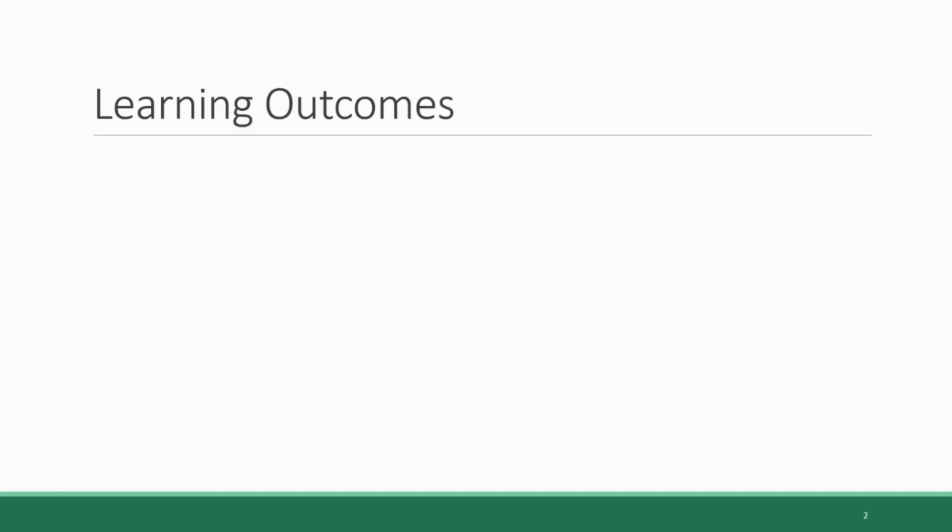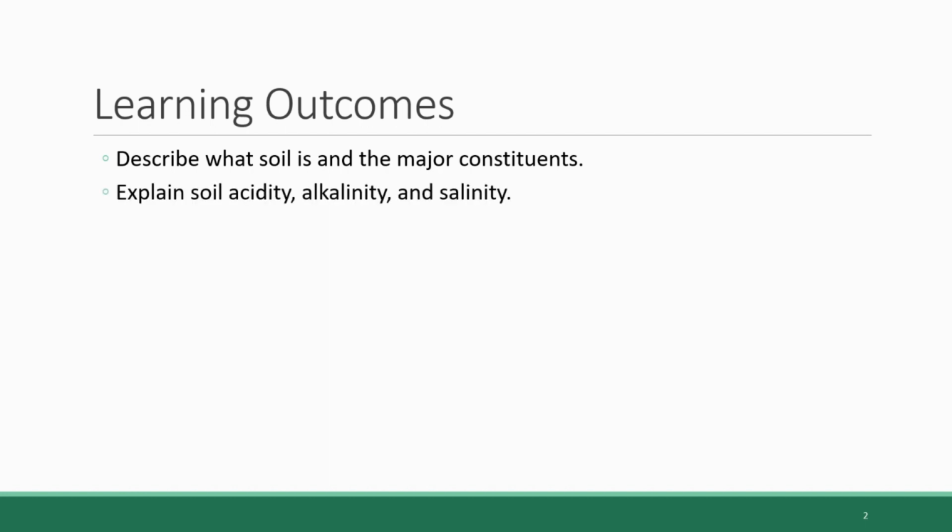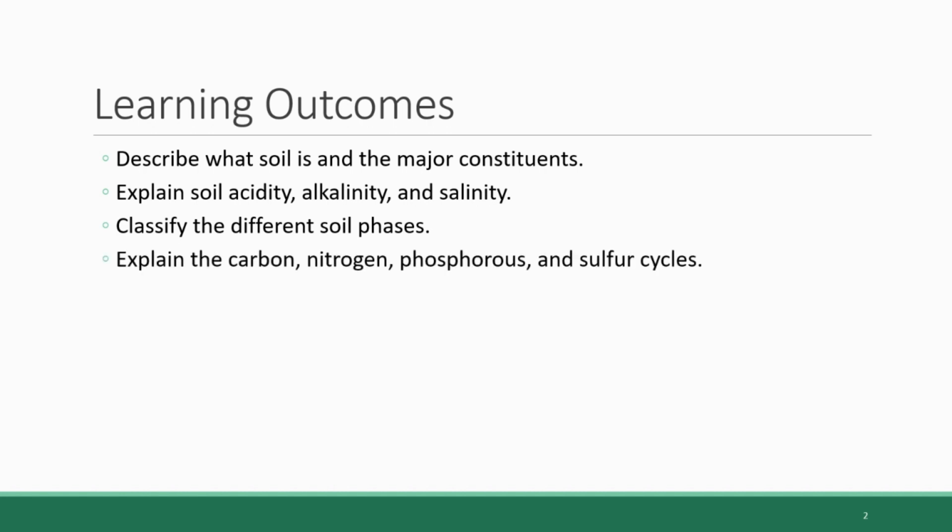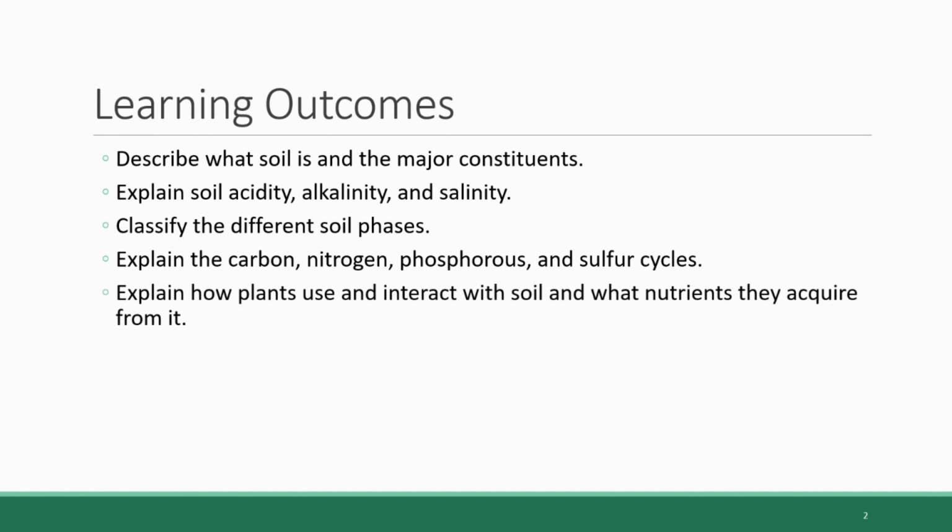By the end of this chapter, you should be able to, first of all, describe what soil is and the major constituents, meaning what soil is made of, explain soil acidity, alkalinity, and salinity, classify the different soil phases, explain the carbon, nitrogen, phosphorus, and sulfur cycles, meaning how these nutrients flow through the biosphere, and explain how plants use and interact with soil and what nutrients they acquire from it.